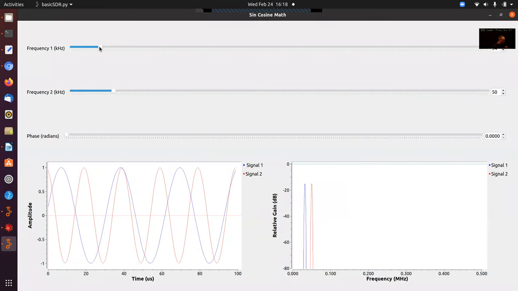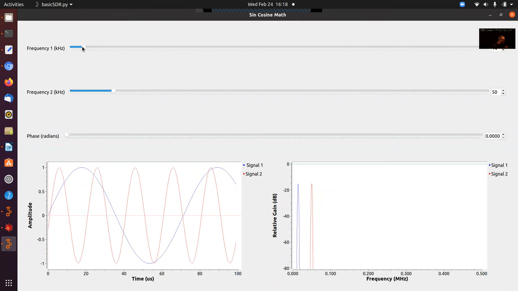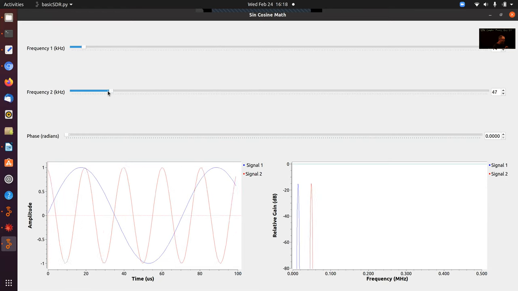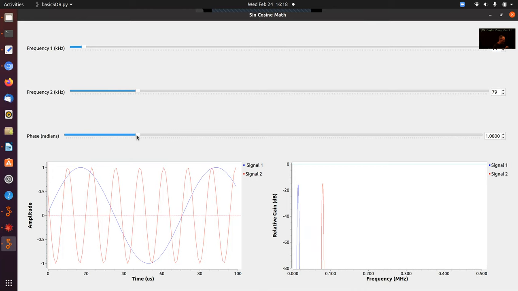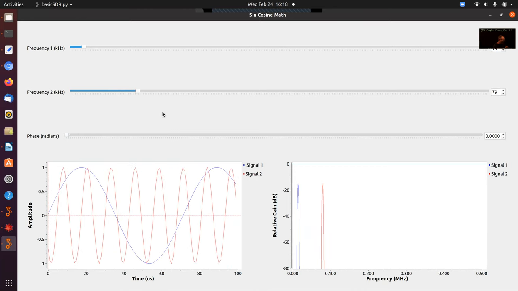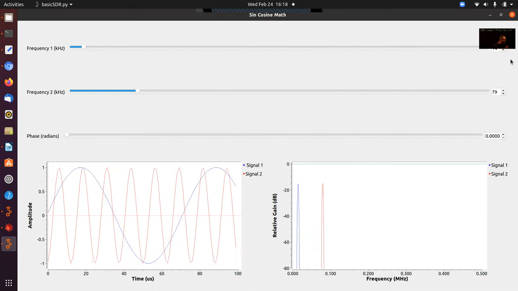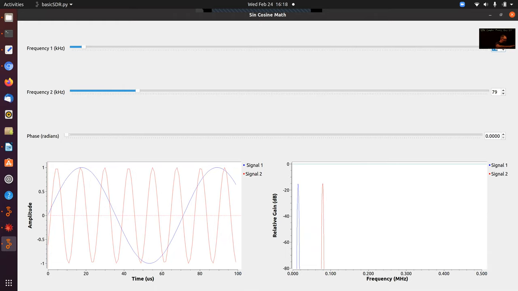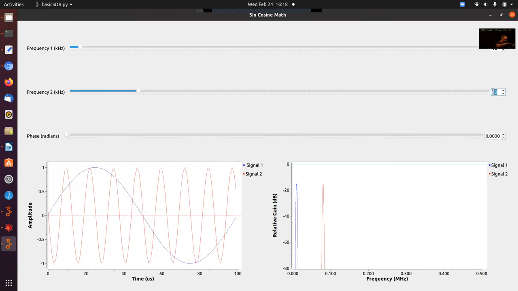And I have sliders where I can change the frequencies. So I can change the frequency of signal one, the blue signal. I can change the frequency of signal two, the red signal. And I can change the relative phase between them. Although it's a little bit hard to see, because as time goes on, unless they are multiples of each other, the relative phase is changing anyway. So let me make this 10 and maybe 80. Now the relative phase is fixed as time goes on, but I can change that by sliding the slider.